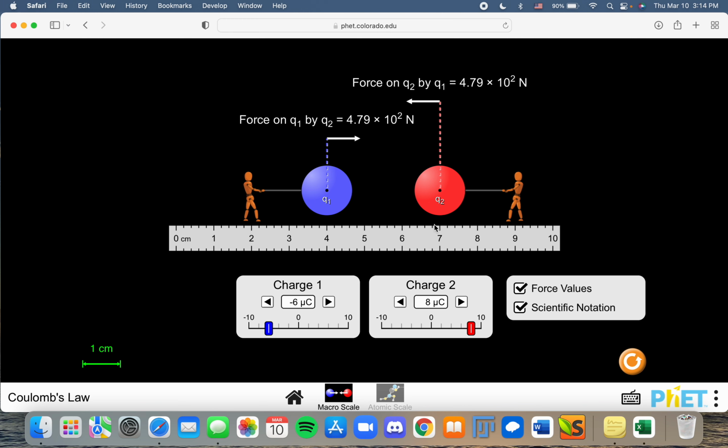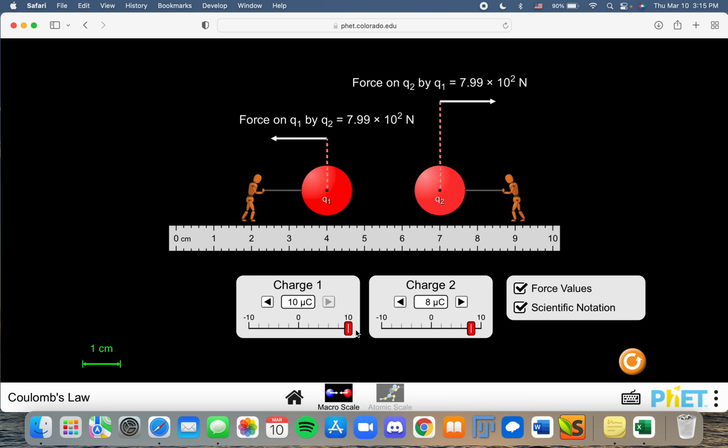To begin, I am going to change the charge of this negative atom and make it more negative. And as I'm doing it, you can see that the force of attraction increases. And as I make the atom less negative, the force of attraction decreases. And you can also observe this from the force of repulsion if you do it to two atoms with the same type of charge, like this.